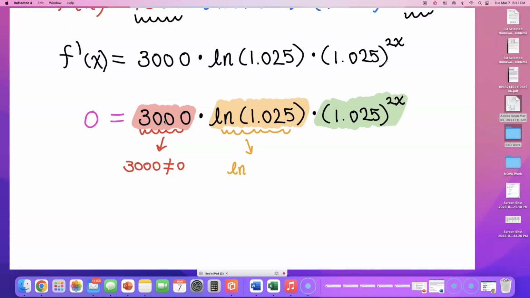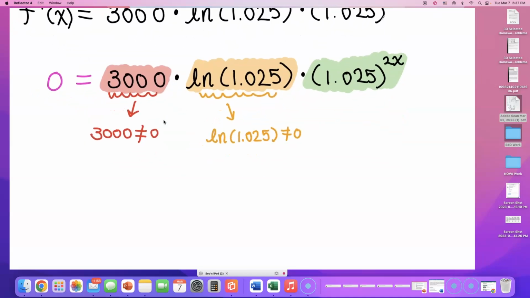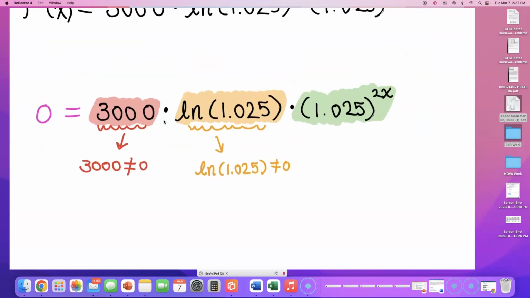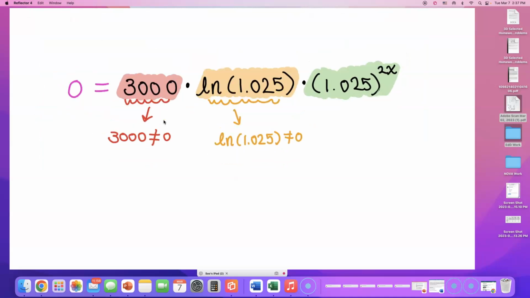Natural log of 1.025, that is just a number. So if you type that in, it is a number. Is that 0? No, it's not. So the first two multiplication pieces, first two factors I should call, will never make this entire equation equal to 0. So it all depends on the third guy.